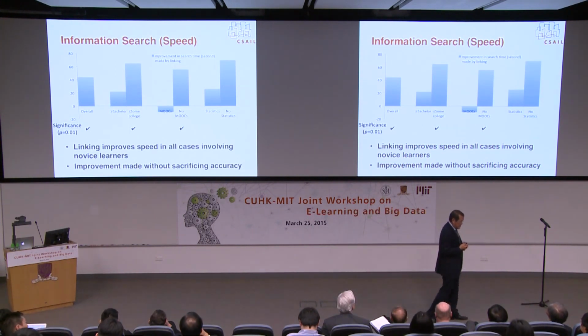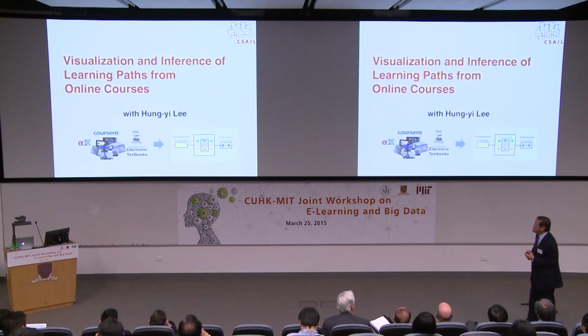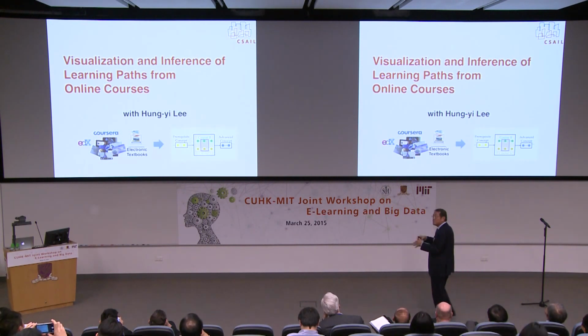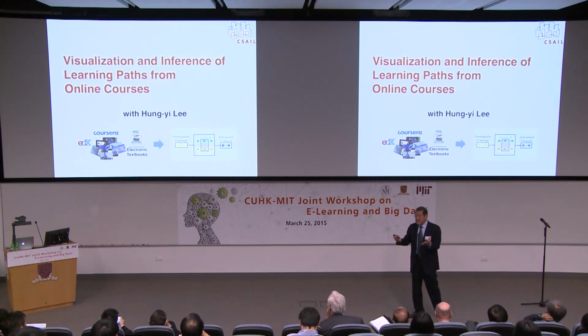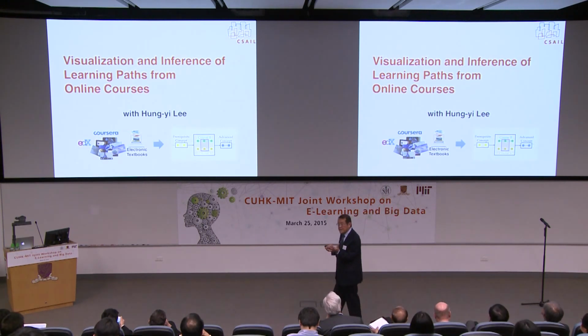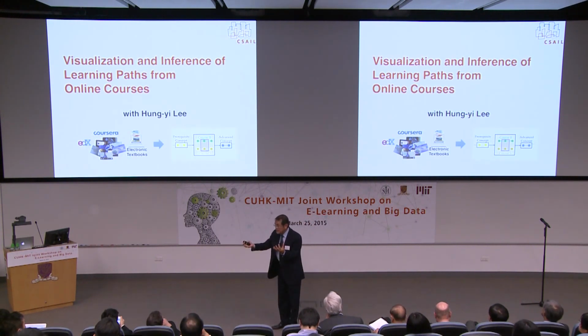Okay, so let me change the topic to a different kind of linking. This has to do with linking courses from different places. Let's say in edX, you can have a course on machine learning taught at Berkeley. You have a course on machine learning taught at Columbia University. And maybe one lecturer will explain things better than the other lecturer, for example.